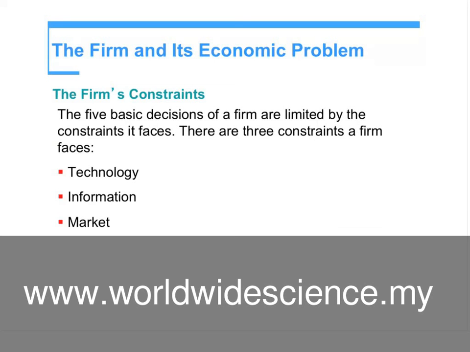So first of all is the technology. Each company uses a certain technology, but there are limitations because technology is mostly very expensive, and there are certain technologies that are not accessible to everyone. So this is a big constraint to most of the firms.